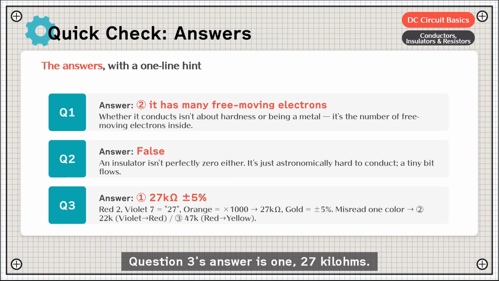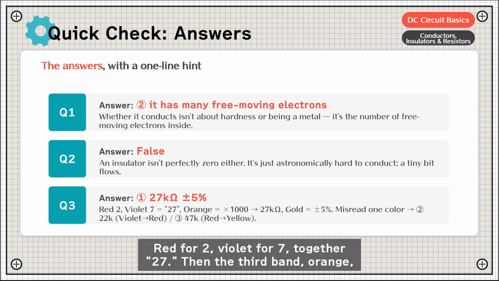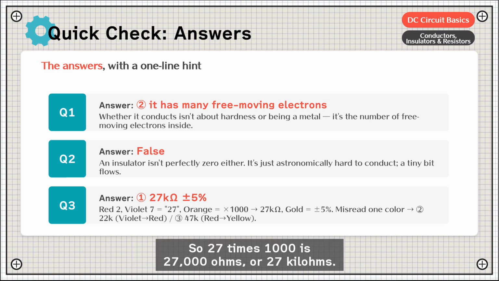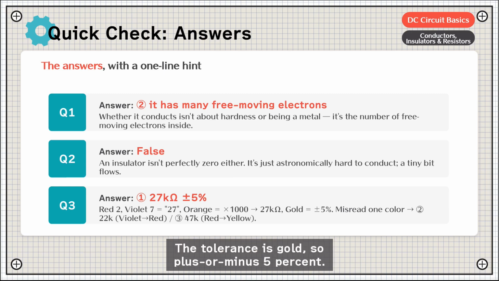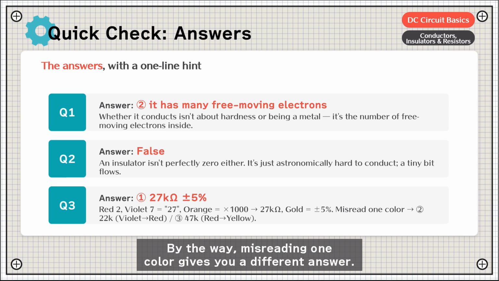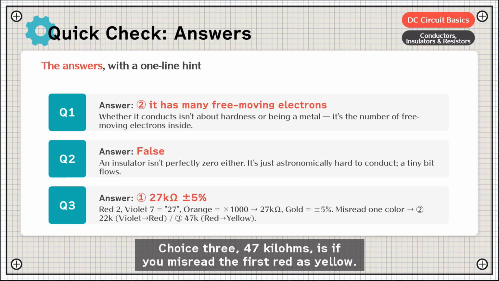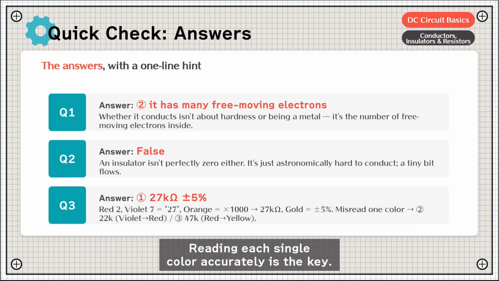Question 3's answer is 1, 27 kiloohms. Red for 2, violet for 7, together 27. Then the third band, orange, adds 3 zeros, that is times 1000. So 27 times 1000 is 27,000 ohms, or 27 kiloohms. The tolerance is gold, so plus or minus 5%. By the way, misreading one color gives you a different answer. Choice 2, 22 kiloohms, is if you misread violet as red. Choice 3, 47 kiloohms, is if you misread the first red as yellow. Reading each single color accurately is the key. How many did you get? Go back over any you missed.